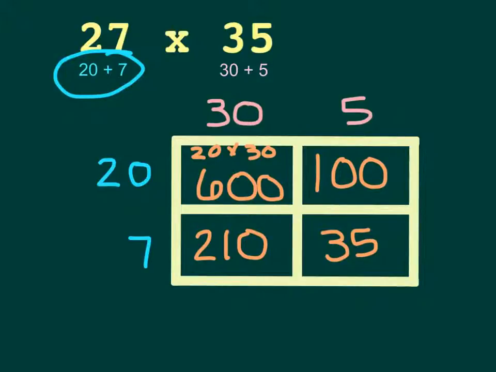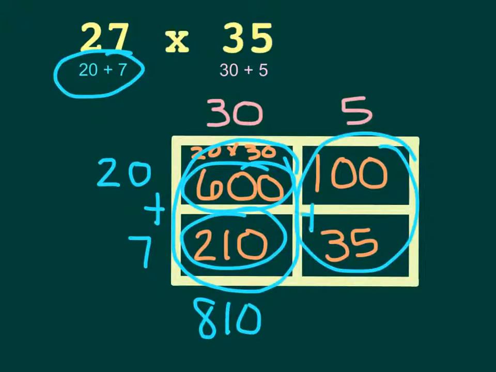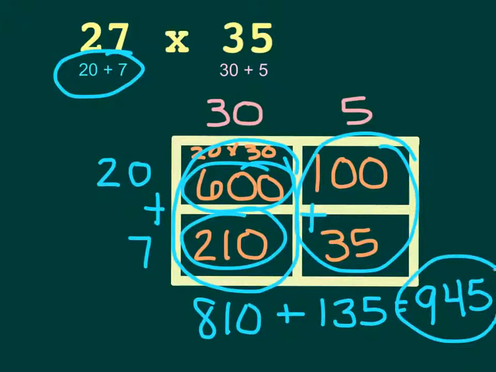One of my final steps is to add all of these partial products. So I do this by chunking them by adding straight down. So 600 plus 210 equals 810. And 100 plus 35 equals 135. When I add these together, I'm going to get a grand total of 945, which is my final product.